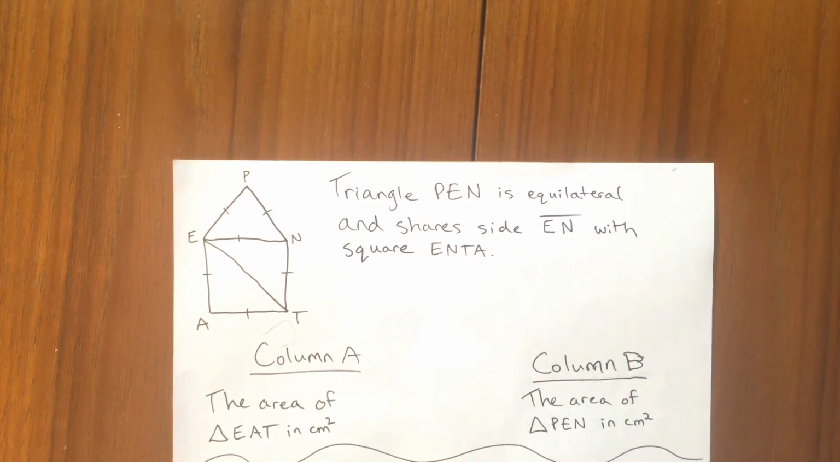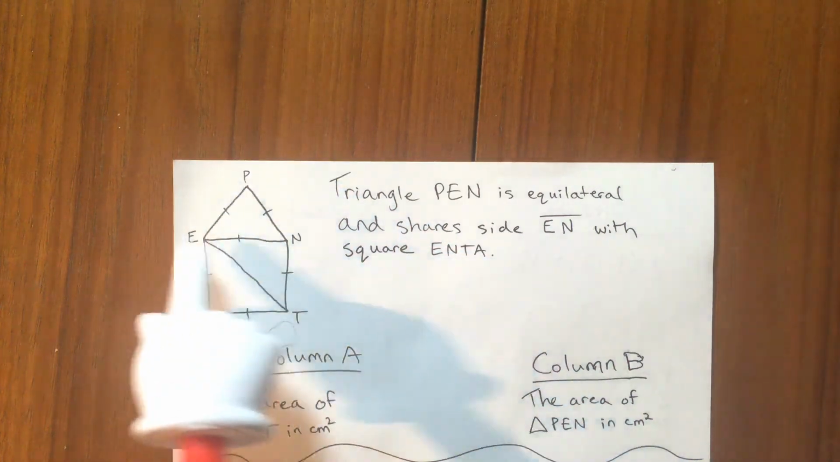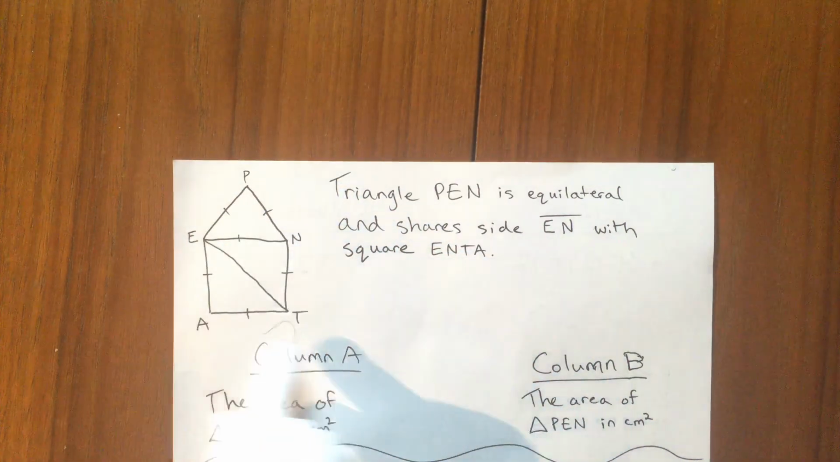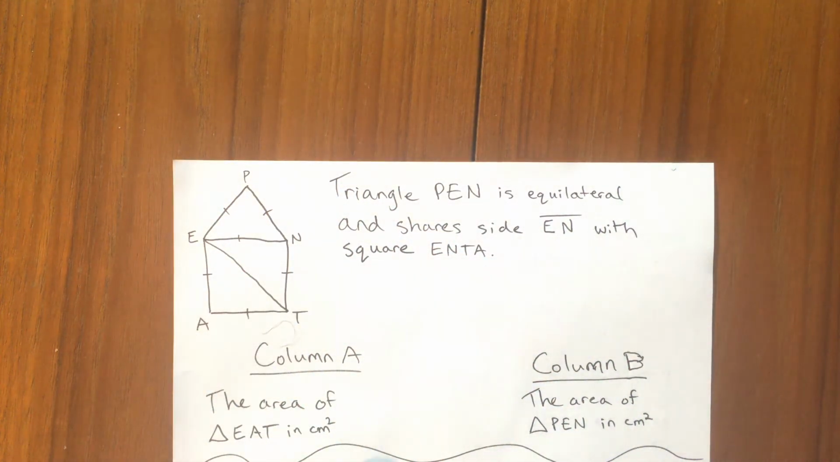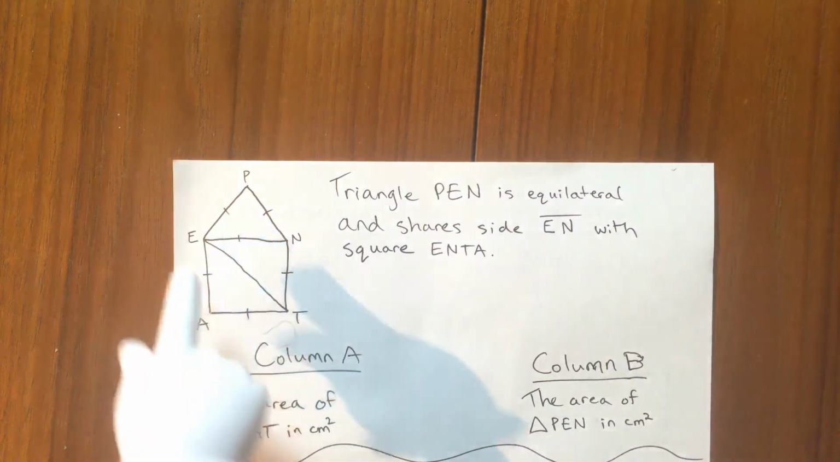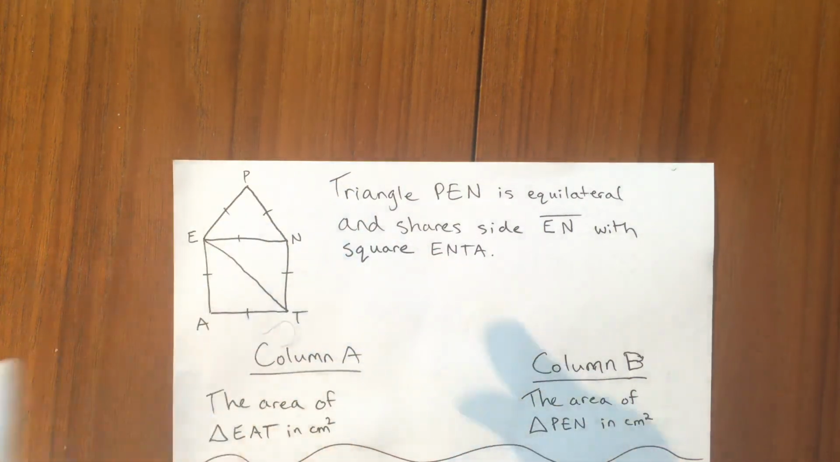What's up, fellas? Here's an upper-level ISEE quantitative comparison problem where we're given equilateral triangle PEN and square ENTA, and we have to compare the quantities of the area of triangle EAT right here and triangle PEN. So I'll give you guys a second to see if you can solve that on your own.